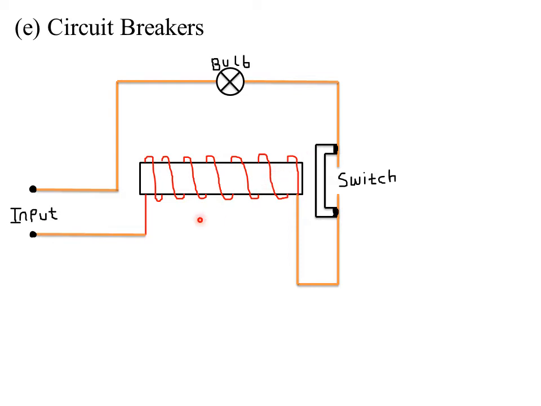Now, when excess current flows through the circuit, the increased magnetic power of the electromagnet opens the switch, thereby stopping the flow of the current. Then once the problem causing the excess current flow has been corrected, the switch is closed by mechanical means.